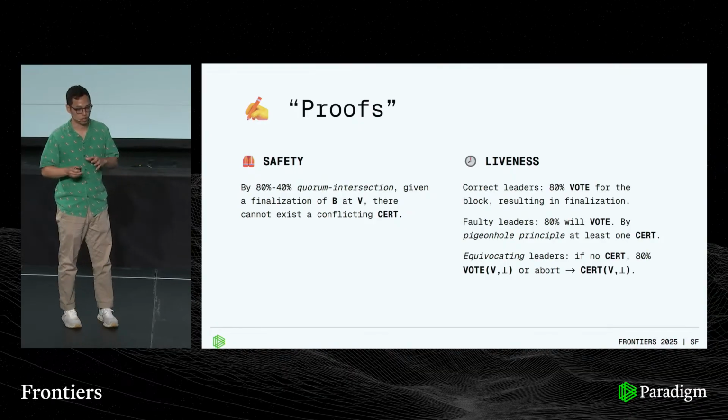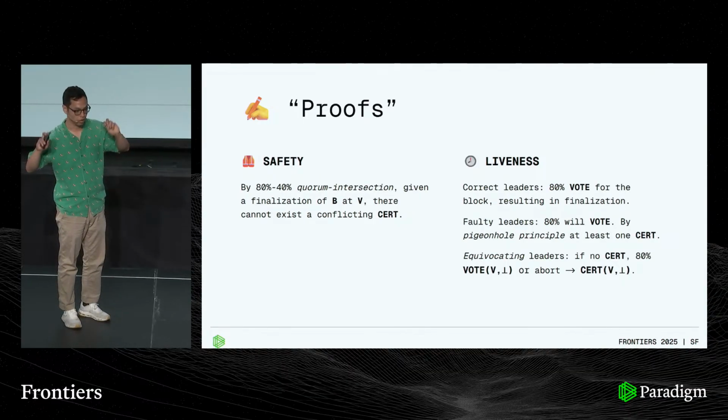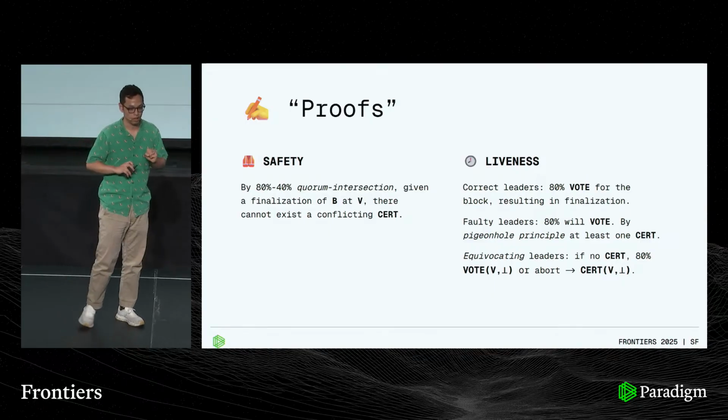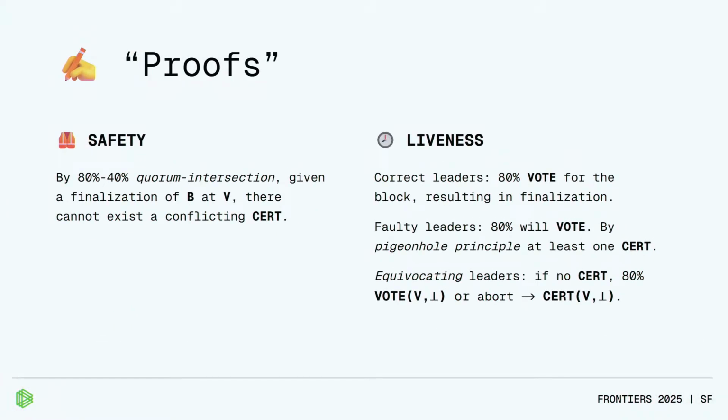So I guess going into proofs, in quotes, or kind of argument. So bringing back the ideas I talked about at the beginning of the talk, by the 80-40 quorum intersection property. Basically, if there's 80% votes for something, there can't be 40% for something else. So if you see 80% of votes for a block, then you know no one else can ever see 40% of votes for a different block or for a nullification. So no certificate for anything else. That's why you can finalize it.